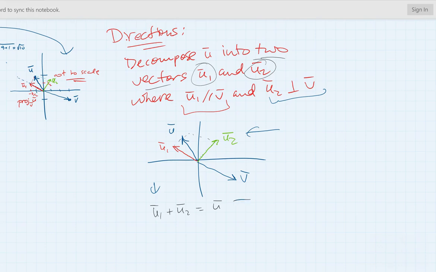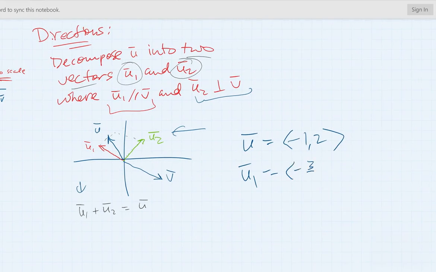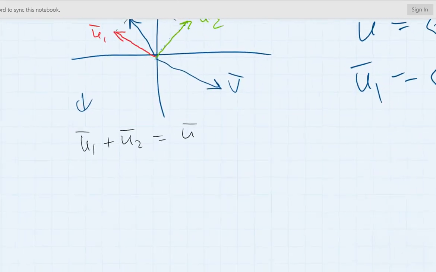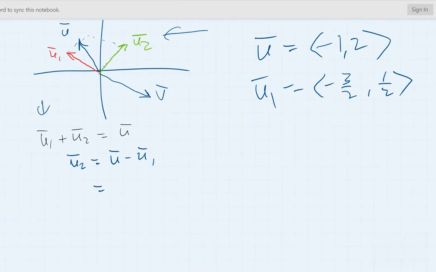We have the expression for U. U was negative 1, 2. And we have the expression for U1. What did we find the projection to be? Negative 3 halves, 1 half. So what we can do to solve for U2 is just move U1 over. So U2 is U minus U1. We just take these answers that we got and subtract them. So U is negative 1, 2, minus U1, which is negative 3 halves, 1 half.